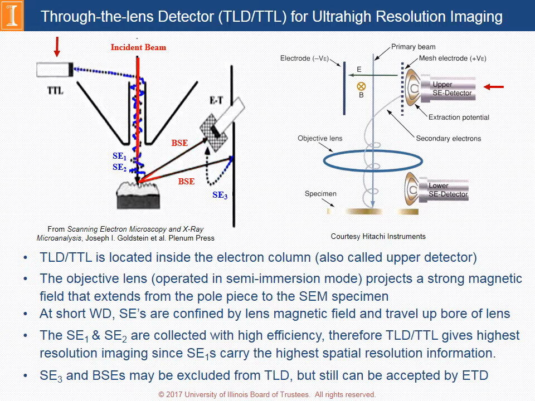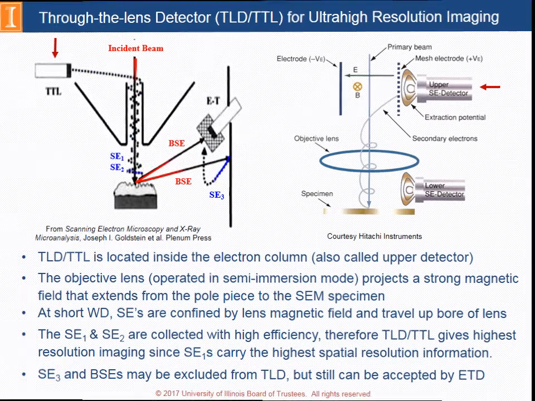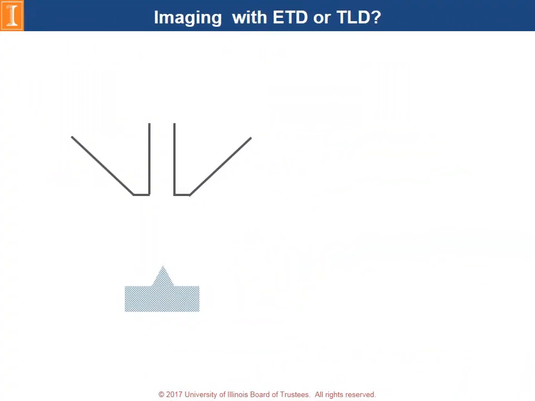While SE1 and SE2 are efficiently captured by TLD through the lens detector, the BSE and SE3 collection by the ET detector is relatively unaffected. So which detector should we use, ETD or TLD? First, these two types of detectors are located in different places inside the SEM, so they see the sample differently, therefore affecting the image appearance.